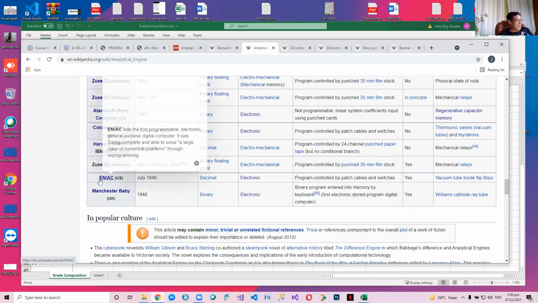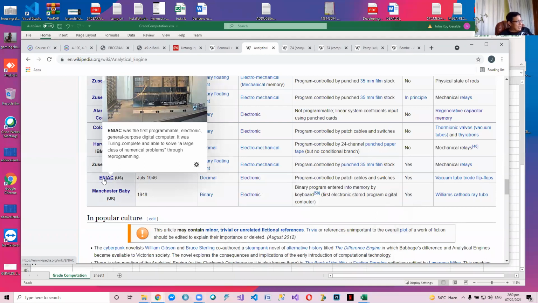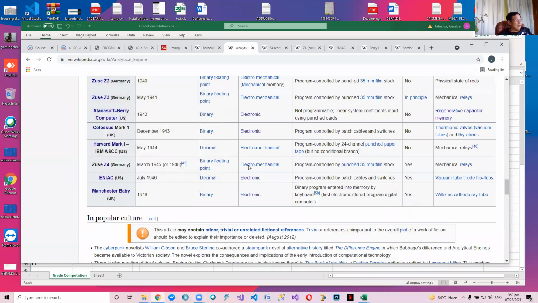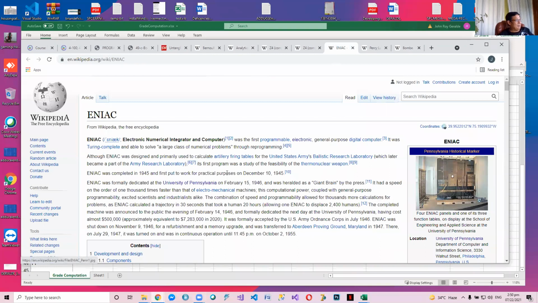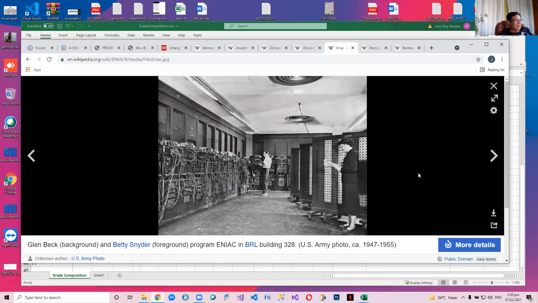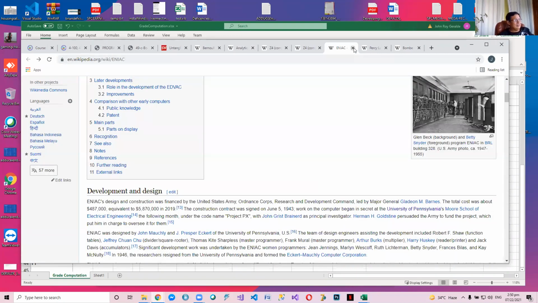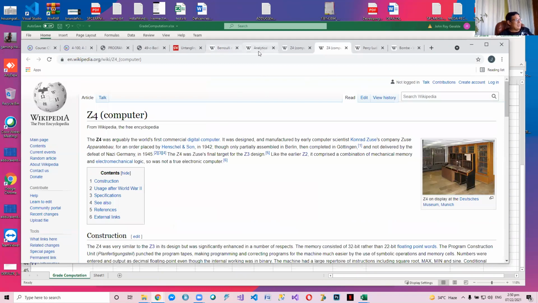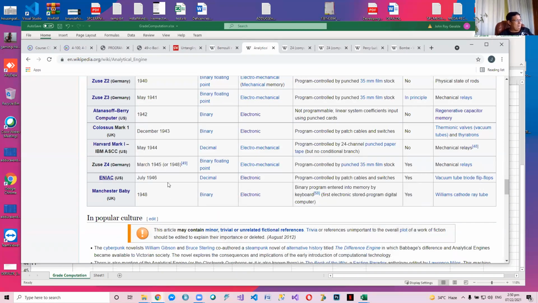By 1946, the US, in Pennsylvania, Penn State, invented the ENIAC. It's like the electronic equivalent of Charles Babbage's analytical engine. Do you follow? ENIAC. It's electronic, but it's decimal. Do you follow? Okay? So we will study the ENIAC. We will look at the unique inventions found in the ENIAC.